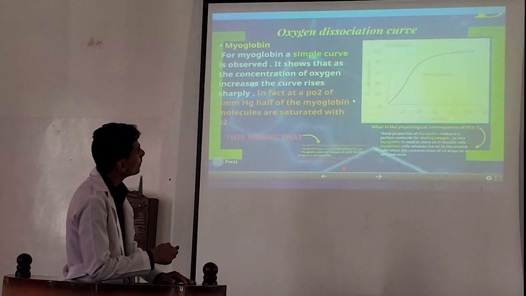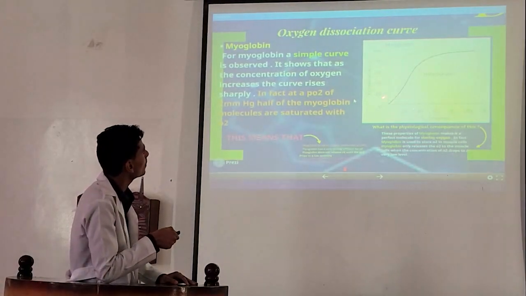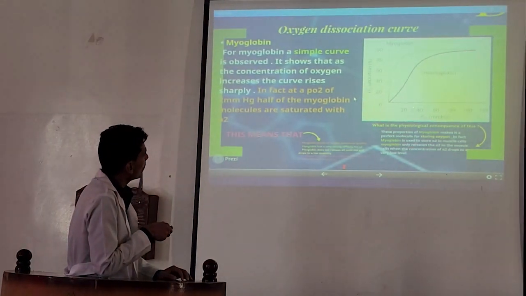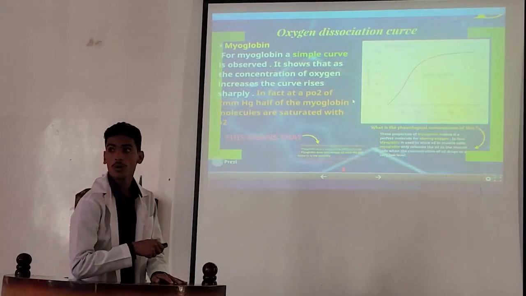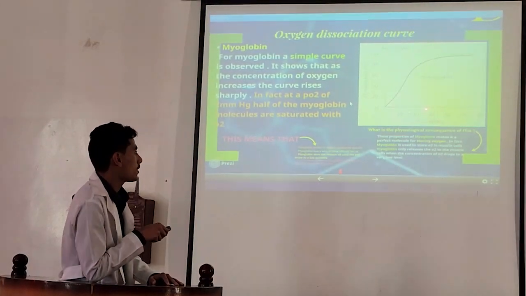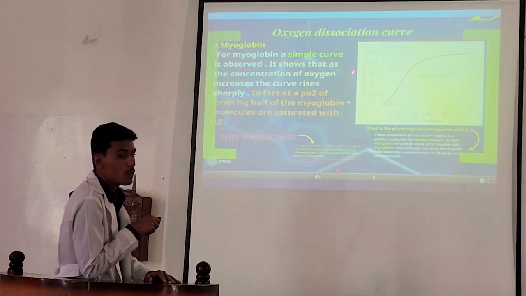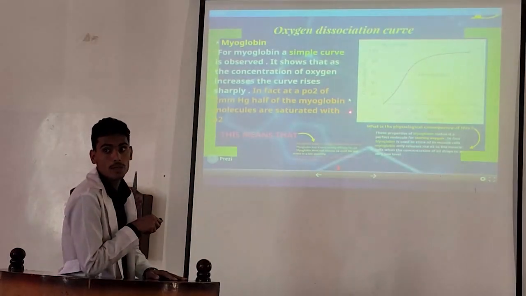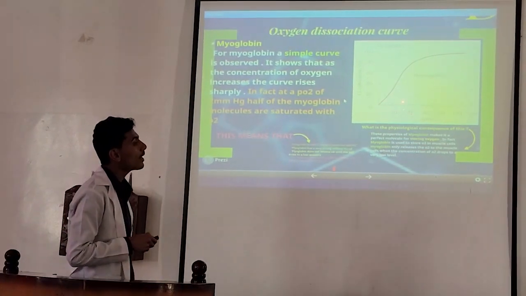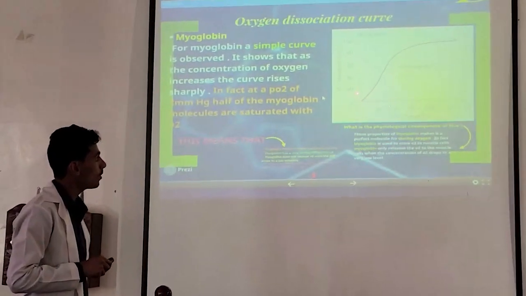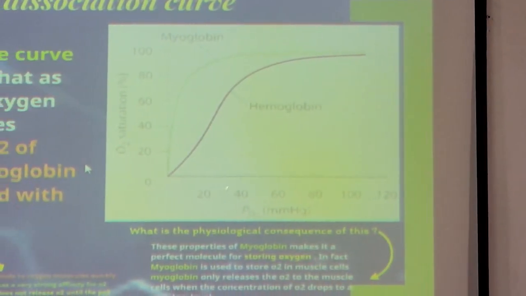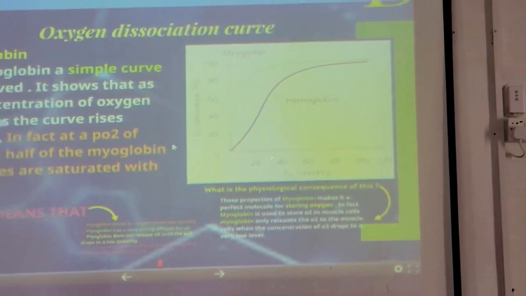For myoglobin, a simple curve is observed here. Before I start on the myoglobin curve, we should know that this graph contains a y-axis and an x-axis. The y-axis describes the saturation of the proteins, hemoglobin and myoglobin, with oxygen, and is expressed as a percentage. It ranges from 0% to 100%. 0% means that all sites are empty, there are no proteins bound with oxygen. But 100% means all sites are full: 100% of the myoglobin or hemoglobin molecules are bound to oxygen.